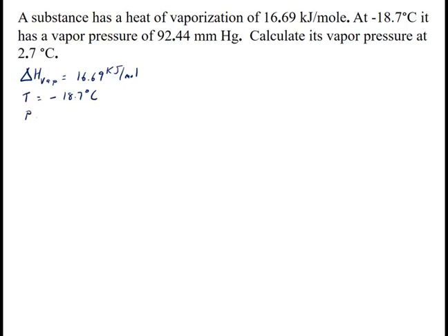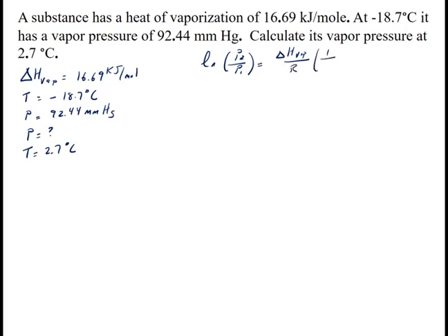I have a pressure of 92.44. That's in millimeters of mercury. It wants me to calculate, so it's important when I'm making this list to find out what it is I want. I want the pressure when my temperature is equal to 2.7 degrees C. So the formula is the natural log of P2 over P1 is delta H of vaporization over R times 1 over T1 minus 1 over T2.